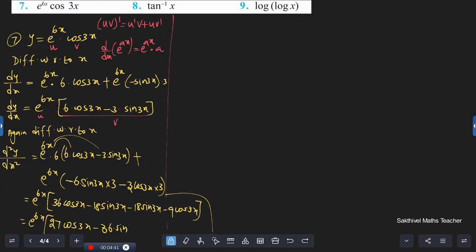So you can stop here, or else from both you can take 9 outside. If you take 9 outside, you get 9 e power 6x into 3 cos 3x minus 4 sin 3x. That's it. This is your final answer. Understand? That is the seventh one's answer.